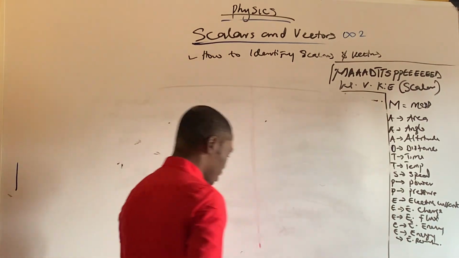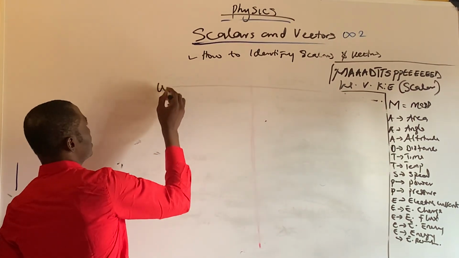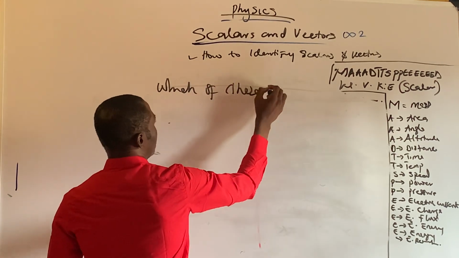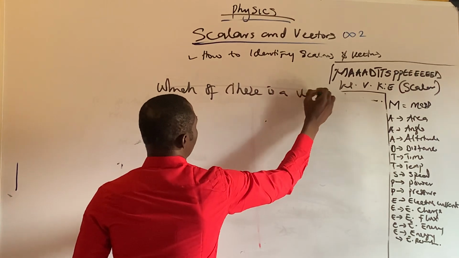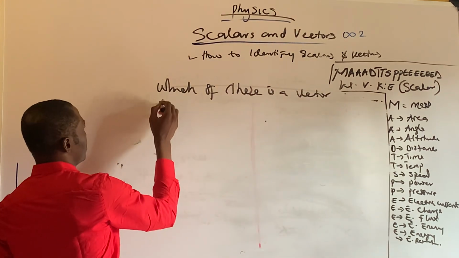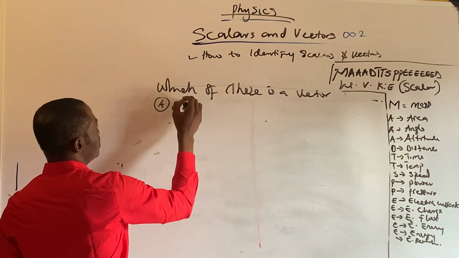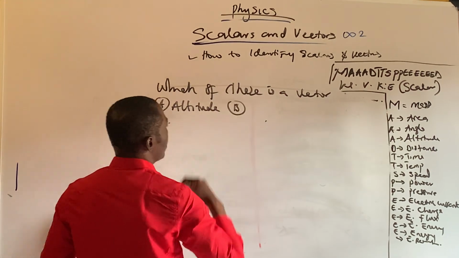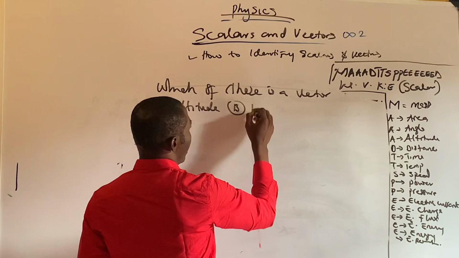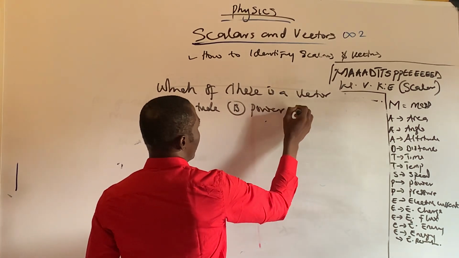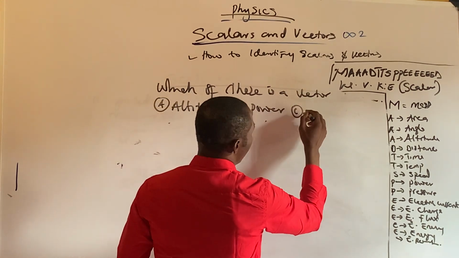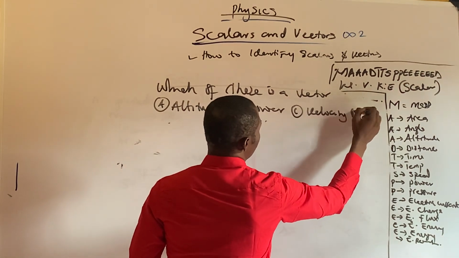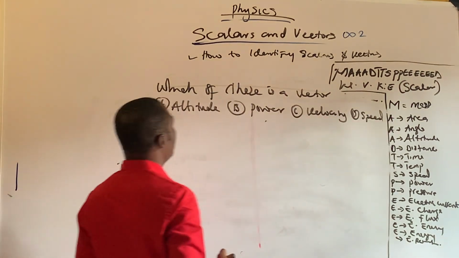If you have a question that says, which of these is a vector? You have A, altitude, B, power, C, velocity, D, speed. So which of these is a vector?